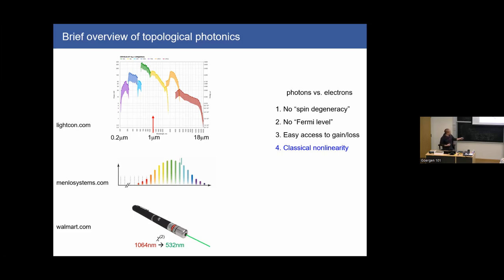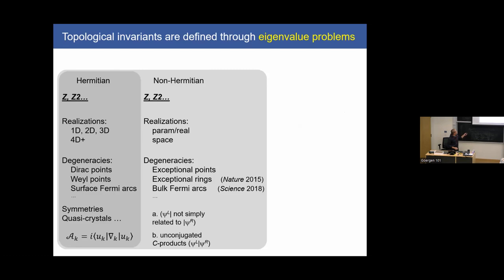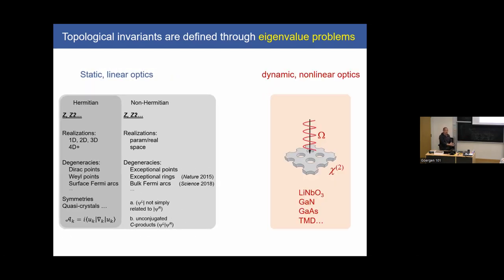So what we're interested in essentially is to bring in this classical nonlinearity and ask what it does to the topological physics. Now let's be more scientific about it. Topological phases or invariants are always defined in eigenvalue problems. If you look into the problems that have been understood so far, these are all eigenvalue problems of the Maxwell's equations describing a linear optical system that's not changing in time. What we are interested in is a nonlinear optical system that's dynamically driven in time. And we're asking what are the new phases it can permit.